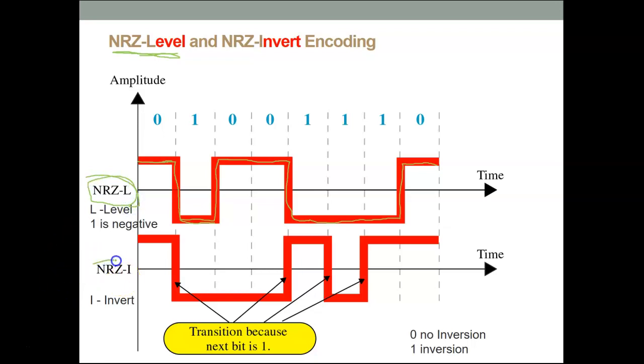This one is none return to zero I, invert. Invert. It means when I find one, I invert, I change. When I find zero, I do nothing. So here, very important. Zero, no inversion, no change. If you find zero, you don't change anything. You just go straight. But if you find one, you invert, means you do the opposite, next. If it is up and you find one, you go down. If you find one, then you will change.